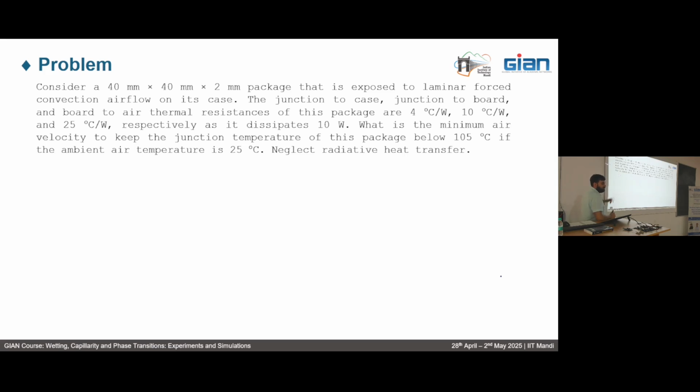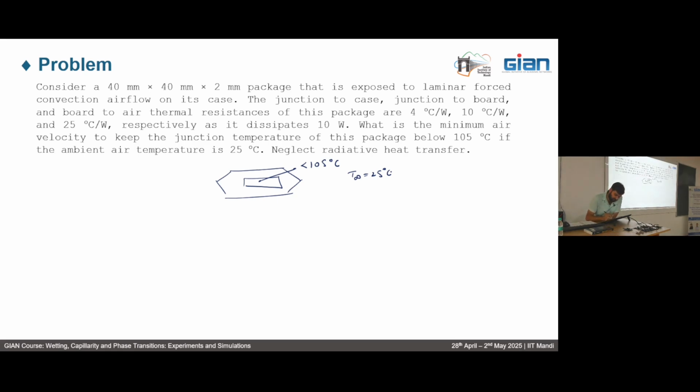So here we are designing a fan that must throw the air over this package so that the temperature at the junction doesn't go beyond 105 degrees centigrade. We are also given the temperature of the air, which is 25 degrees centigrade. We are asked to neglect the radiative heat transfer. So let me draw this problem here. So we have your junction, let's say this is junction, this temperature is given that it should be less than 105 degrees Celsius. The T ambient is 25 degrees Celsius, and then we are given the thermal resistances.